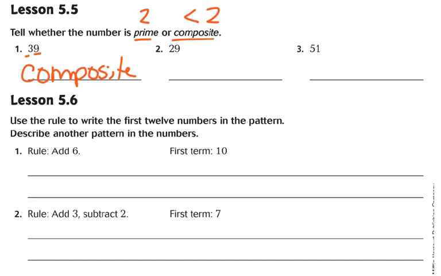Okay, 29. Well, it's not even, so it's not divisible by 2. When I add the digits up, I get 11. That's not divisible by 3. If I double my tens, that would make it 4. 4 plus 9 is 13. That's not divisible by 4. It's not divisible by 5. It's not divisible by 6. It's not divisible by 7. Not divisible by 8. Not divisible by 9. And not divisible by 10. It's going to be prime.